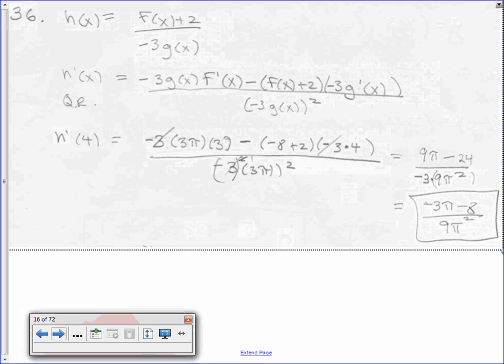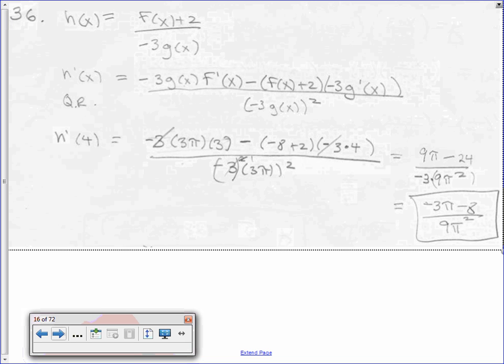So this might be hard for you to see on here, but you want to do low, negative 3g of x, d high. The derivative of the numerator would be f prime of x plus 0, so just f prime of x. So low d high less high, f of x plus 2, d low. The derivative of the denominator would be negative 3 times g prime of x, all over the denominator squared. So it's just seeing if you know the quotient rule.